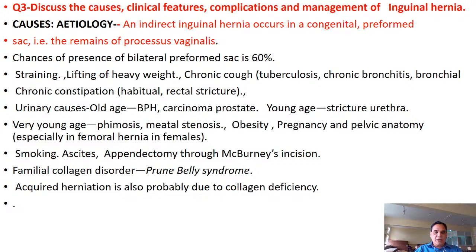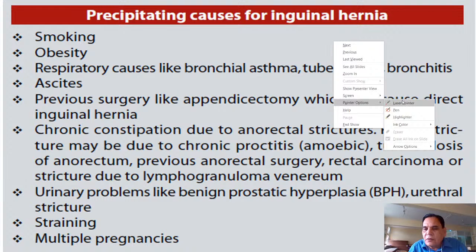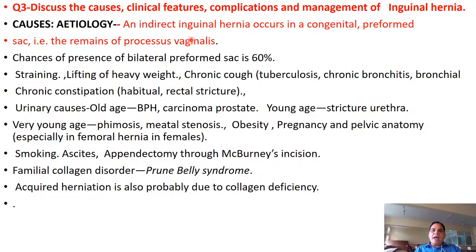Hernia is herniation. What is the etiology? The commonest etiology we are dealing with is, you can see here, an indirect hernia occurs in a congenital preformed sac. Simple. What is this sac? This sac is a remnant of the processus vaginalis. That means during the descent of the scrotum, there is a sac which normally is obliterated. Any patency of that processus vaginalis tract will lead to indirect inguinal hernia. Other causes, some weakness, will lead to direct inguinal hernia. We will consider that afterward. To start with, the chances of a bilateral preformed sac are 60%.